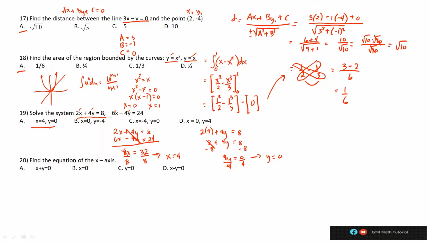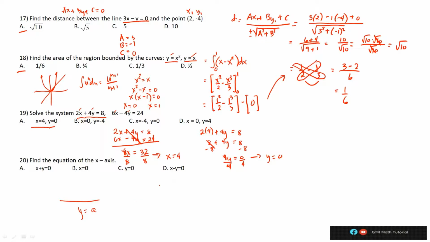So, number 20, find the equation of the x-axis. There's nothing to solve here. The equation of the x-axis, remember, the x-axis is a horizontal line. So for a horizontal line, the equation is y equals a, where a is the value of the y-intercept it passes through.